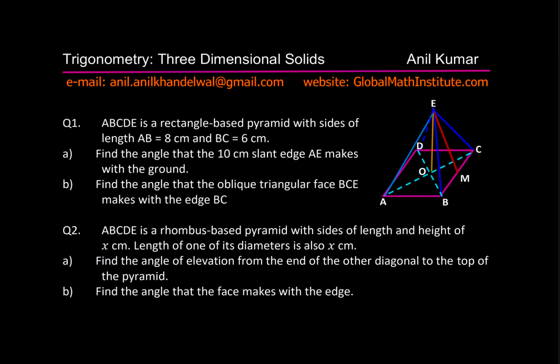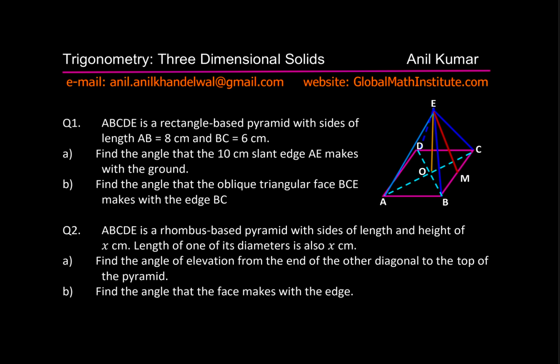Perfect. I have two questions here. You can pause the video, copy these questions, work them out, and then look into my suggestions. The very first question here is: ABCDE is a rectangular base pyramid with sides of length AB equals 8 centimeters and BC equals 6 centimeters. A: find the angle that the 10 centimeter slant edge, which is this AE, makes with the ground. And B: find the angle that the oblique triangular face BCE makes with the edge BC.